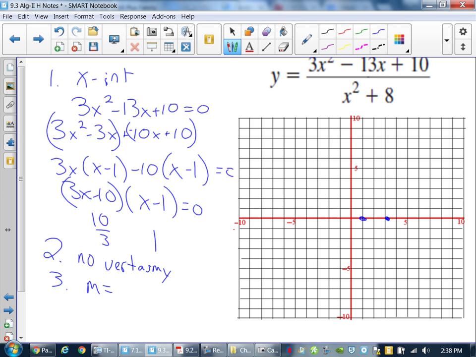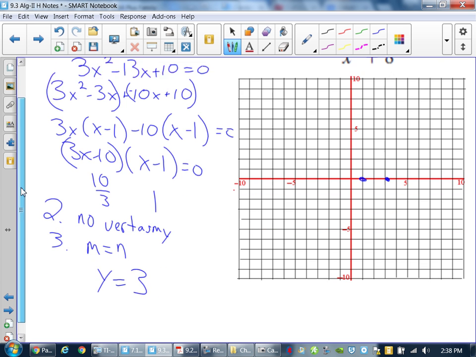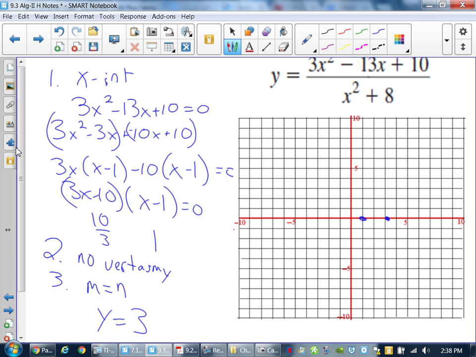Here, the degrees are the same. Just like yesterday when the degrees were the same, what was your horizontal asymptote then? Yeah, it was just the coefficients. In this case, you have coefficients of 3 and 1. So your horizontal asymptote would be at y equals 3. Okay.